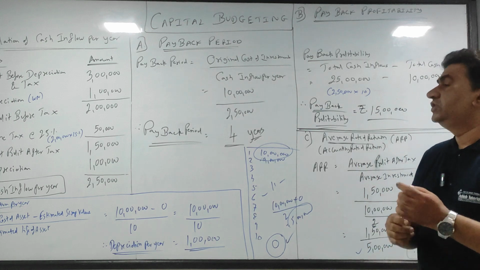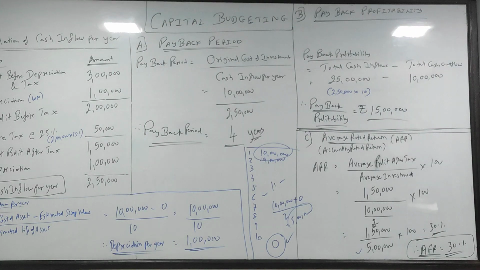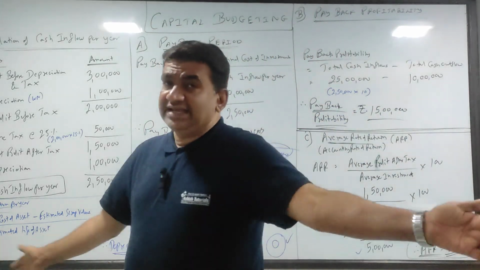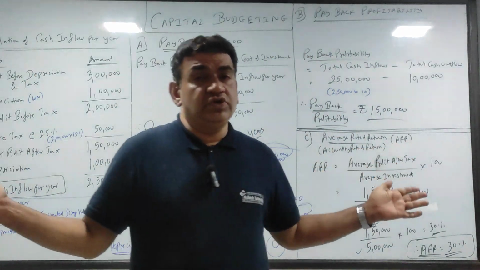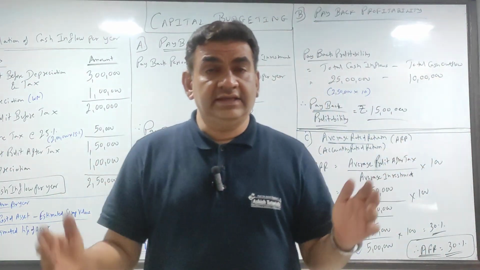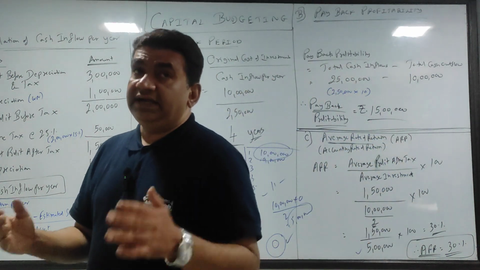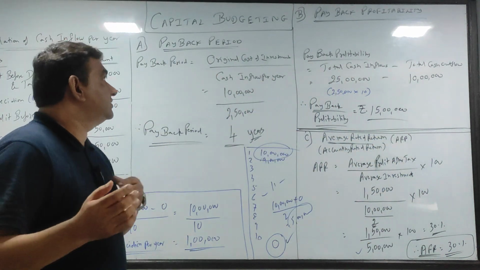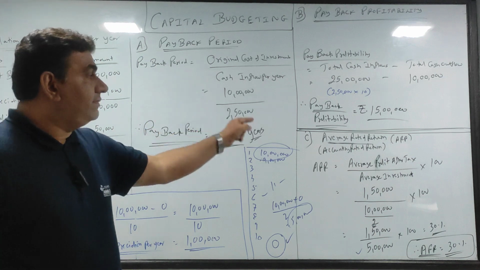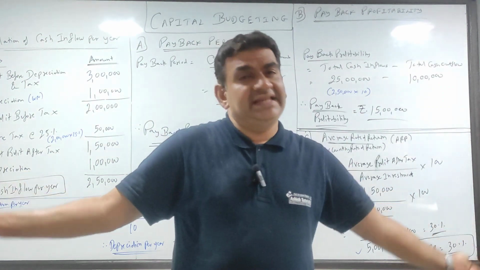Got it guys? So I have gone very slow. Almost 1 hour of this lecture is done, maybe a bit over 1 hour. Let me check. Yes, almost 1 hour. So that was capital budgeting for you. I discussed the concept of capital budgeting. I showed you the calculation of cash inflow per year and we did a sum with 3 calculations: payback period, payback profitability and ARR. Hope the concept is clear.